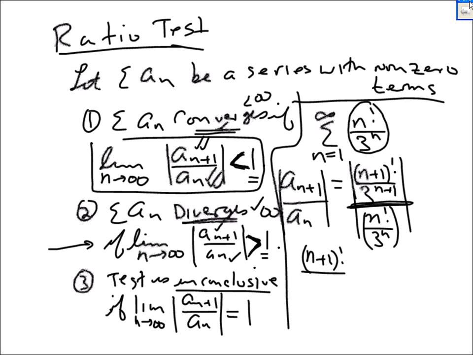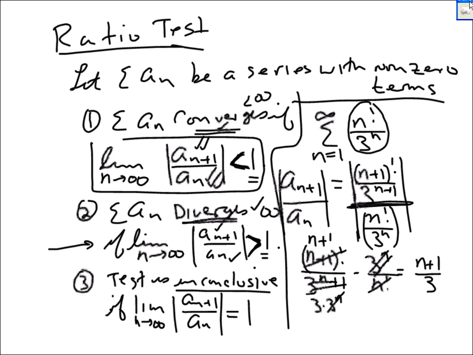But it's all positive, so I'm going to drop it in this next line. This is the numerator, and then I multiply this by the denominator flipped over, 3 to the n over n factorial. You need to know that n factorial goes into n plus 1 factorial n plus 1 times. And this is 3 to the n, and this here is 3 times 3 to the n. The 3 to the n's cancel, so you just get 3. So what we got was n plus 1 over 3.